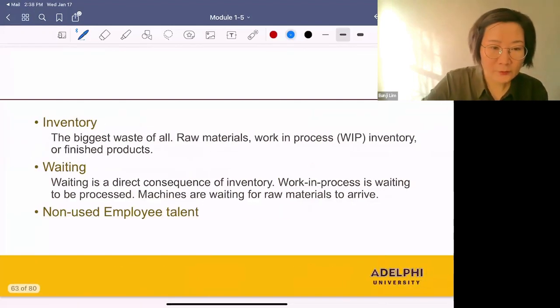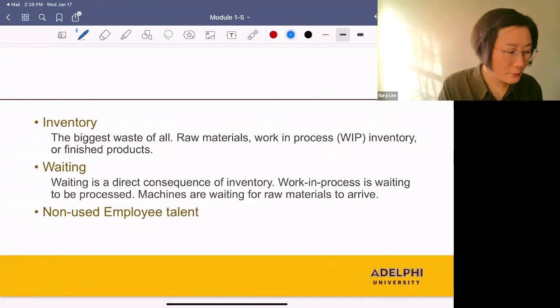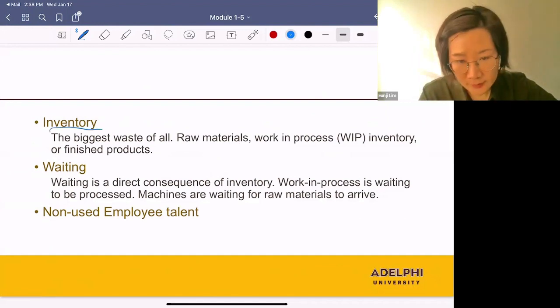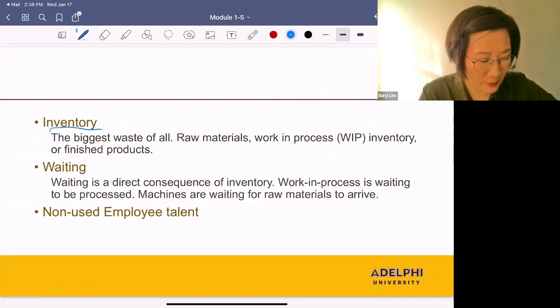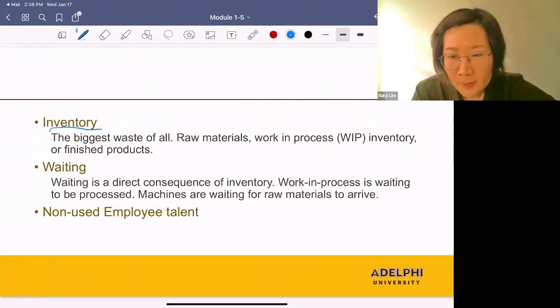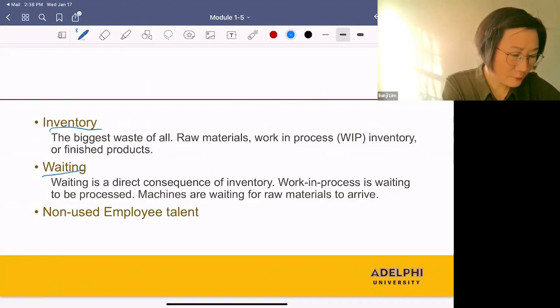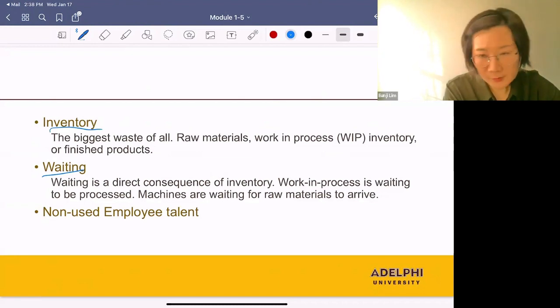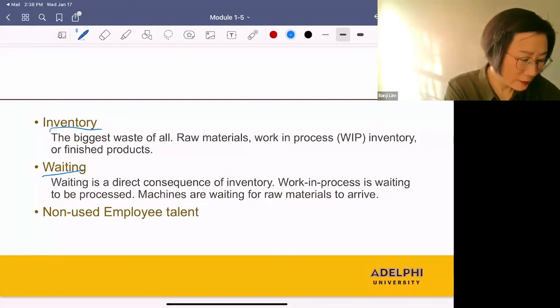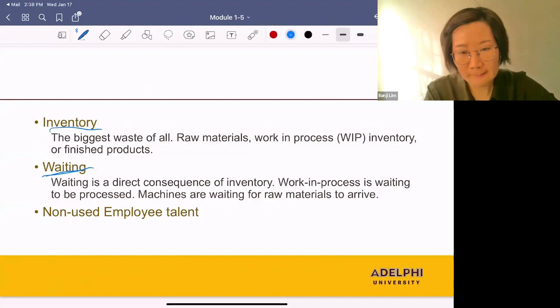And next, inventory is a waste. This is the biggest waste of all, and it includes raw materials, work in process inventory, or finished products. Next, waiting is a waste. Waiting is a direct consequence of inventory. Work in process is waiting to be processed. Machines are waiting for raw materials to arrive. Waiting is a type of waste.